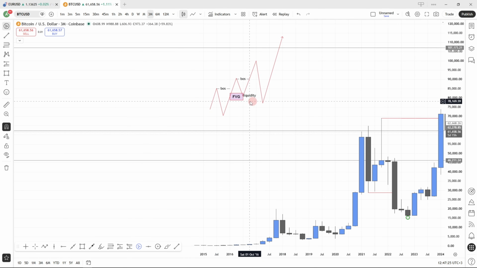So what you need to do in this fair value gap model, you need to scale down, or rather you need to look at a key level just below the liquidity, and then you can take your trades from that area.